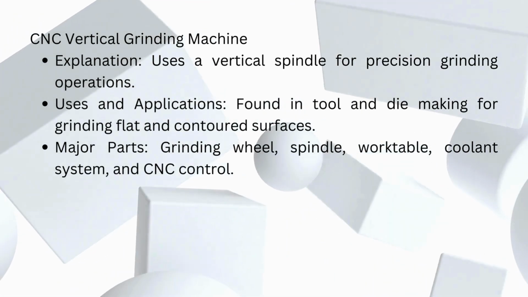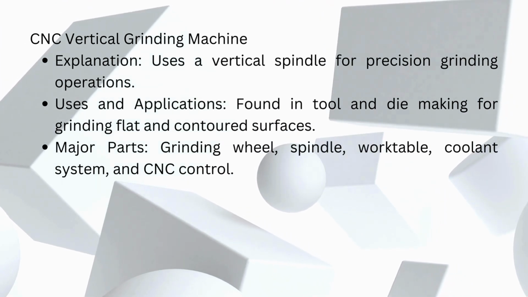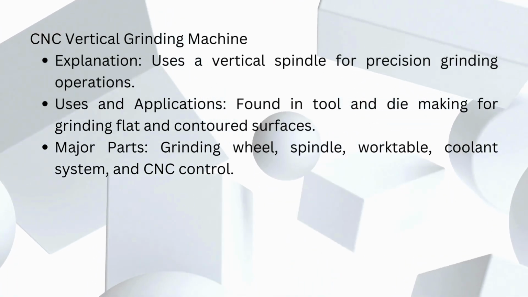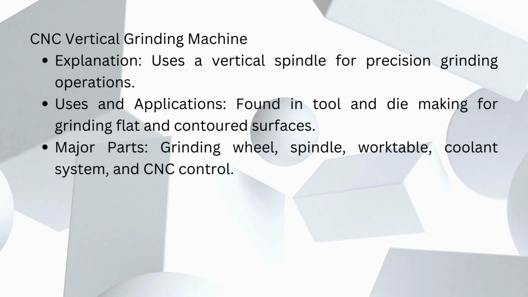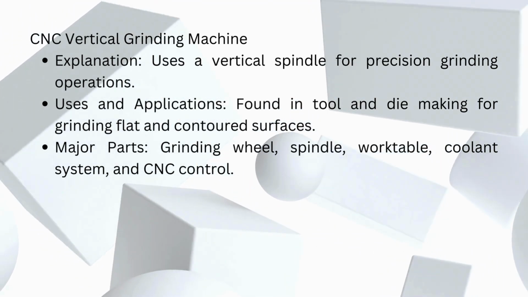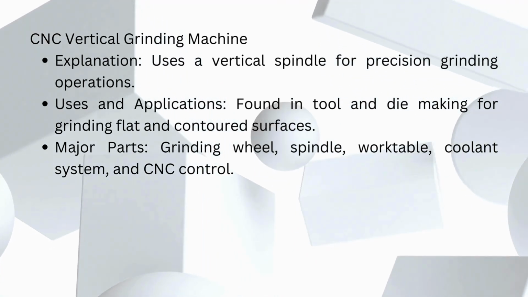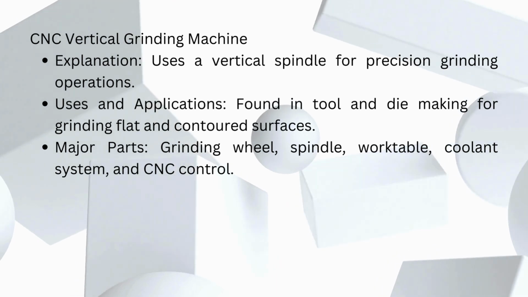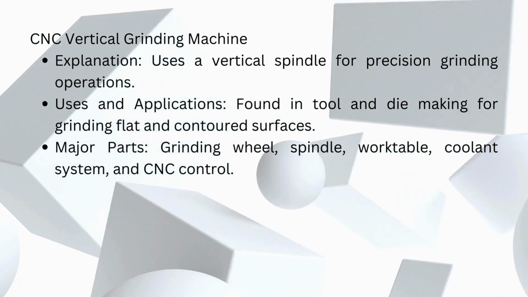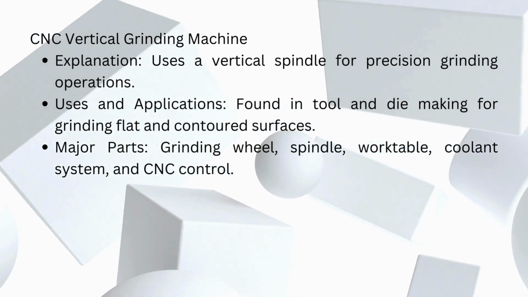CNC vertical grinding machine. Explanation: uses a vertical spindle for precision grinding operations. Uses and applications: found in tool and die making for grinding flat and contoured surfaces. Major parts: grinding wheel, spindle, work table, coolant system, and CNC control.